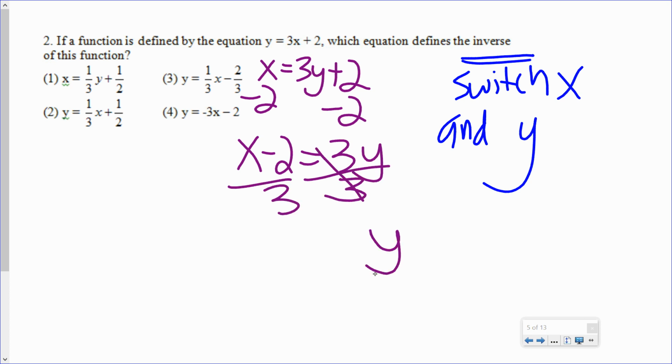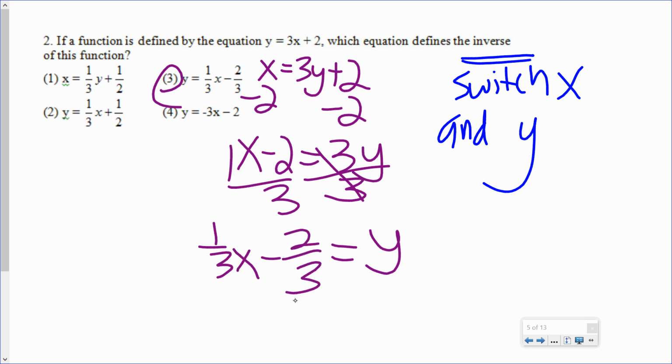Now again, you might see it lumped together or you might see it broken apart. I see the answer right here. It's kind of broken apart. X over 3 is 1/3 x, minus 2 over 3 is 2 over 3. That's my answer.